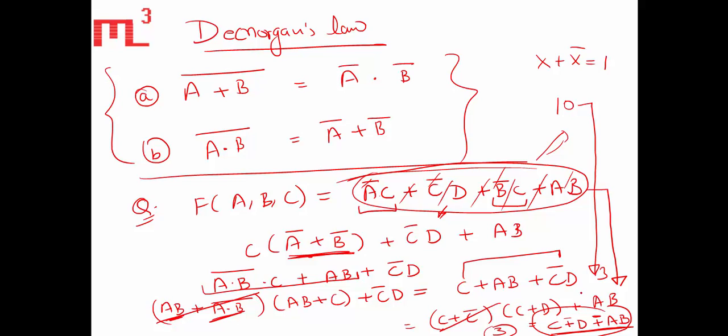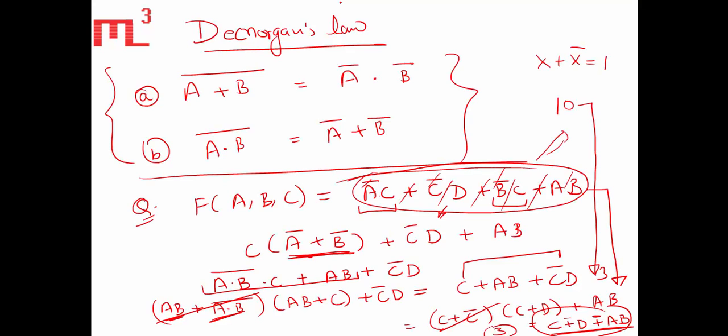That's why we require Boolean simplification, and for this Boolean simplification we have those laws: De Morgan's law, distributive law, associative law, and all those things. So these laws are useful to get Boolean simplification. Now see one more example.